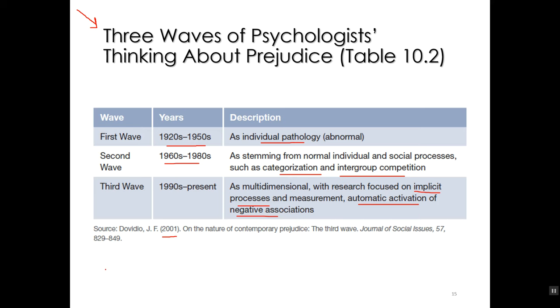And notice that this was from 2001. Maybe we could say that a fourth wave, which is beginning maybe around 2019, is that social psychologists are finally catching on that it is a systemic problem. My handwriting with the mouse is getting better. And we need to also look at the ways in which implicit prejudice and implicit processes support the systems that we talk about.